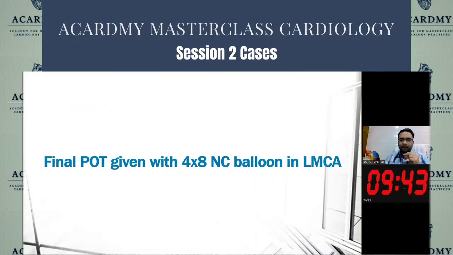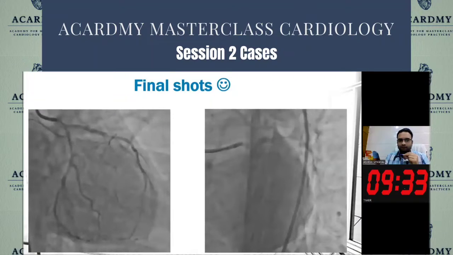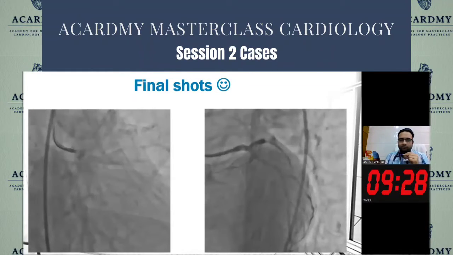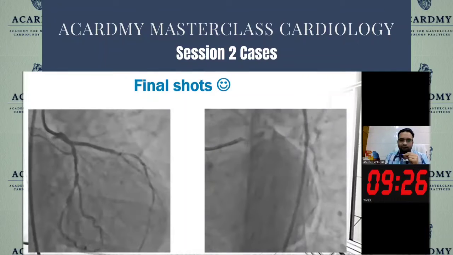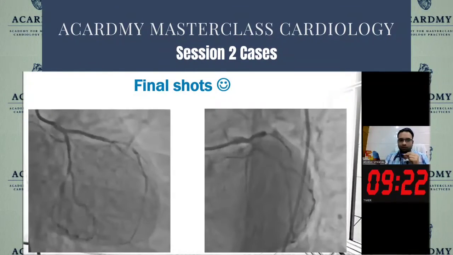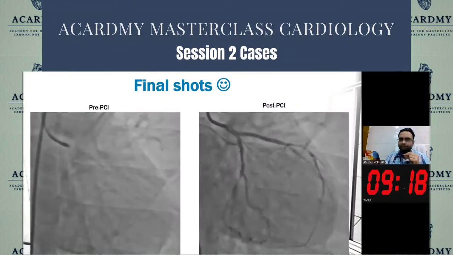And finally, we are given a pot of 48 NC balloon in the LMCA. We were not able to record the CAG because of our cath lab issues. And this is the check shot we have achieved, that there was a nice TIMI 3 flow in both the vessels with no significant residual lesion. And we were able to save the patient after intervention and handling a complication. So this was the pre-PCI and post-PCI pictures.